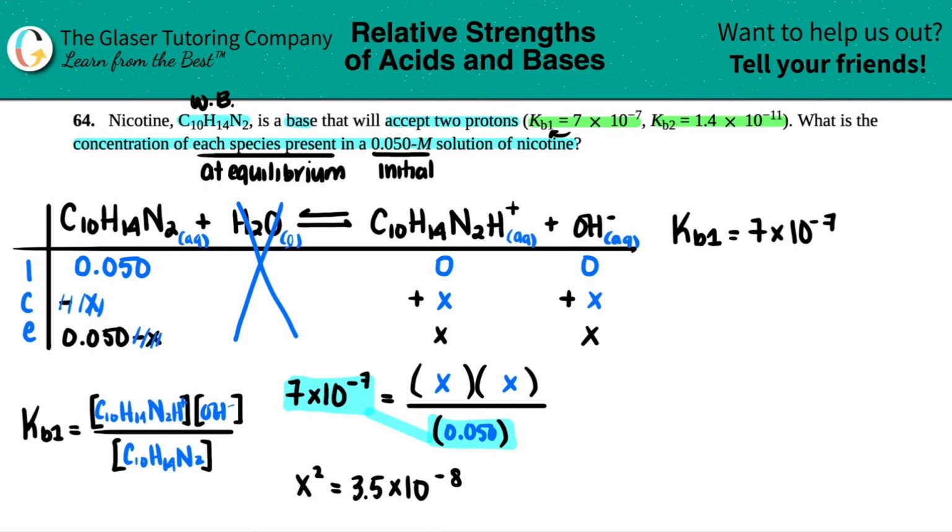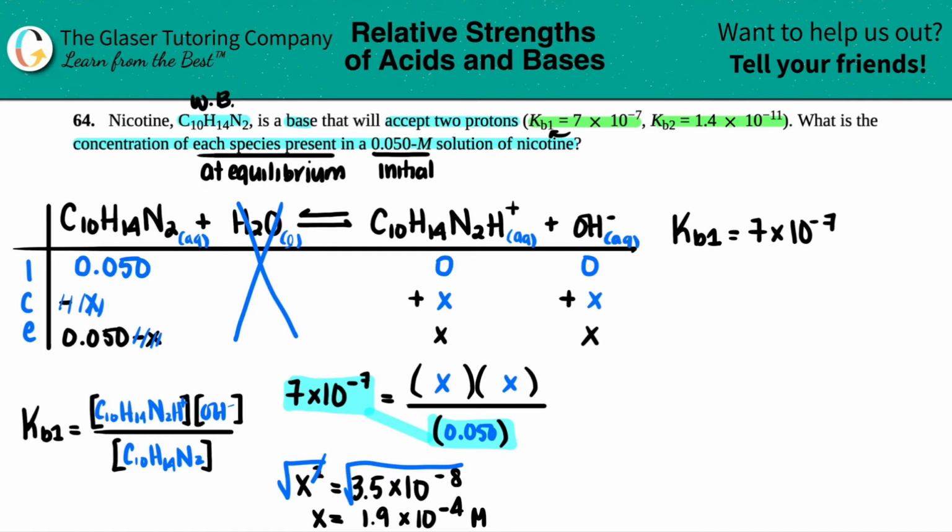We want to get rid of the square, so we take the square root on both sides. That gets rid of the square. We just want x. Okay, take the square root. And I get 1.9, I guess it's 2 sig figs, so 1.9 times 10 to the negative 4th. Okay, and that's molarity.